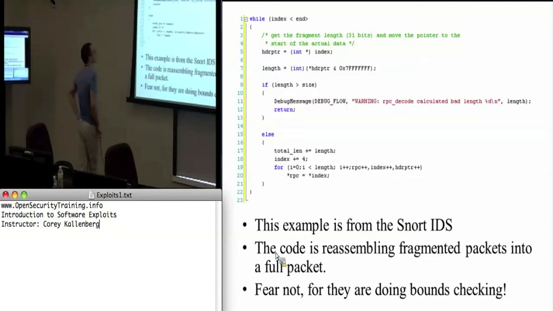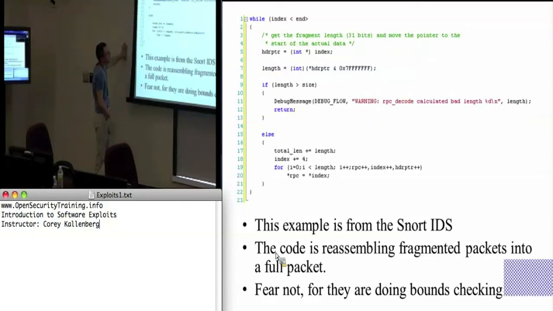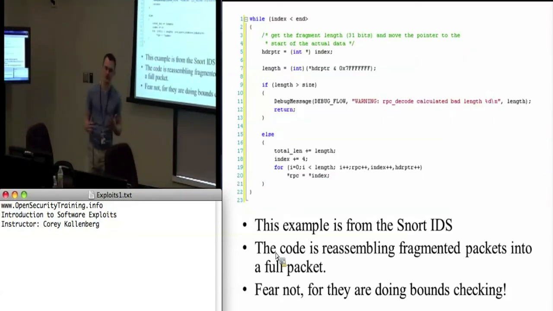But the problem here is that when they do their balance checking, they're only considering the length of the current packet and not the length of all the combined packets. It should be if total length is bigger than size. They really need to be doing the balance checking on the whole length of the combined packet, not just the individual packet. So it goes to show you, when you see balance checking in a function, you shouldn't automatically assume it's secure. If there's balance checking, the developers are aware that there could be a problem, and you need to analyze all the corner cases pretty closely.